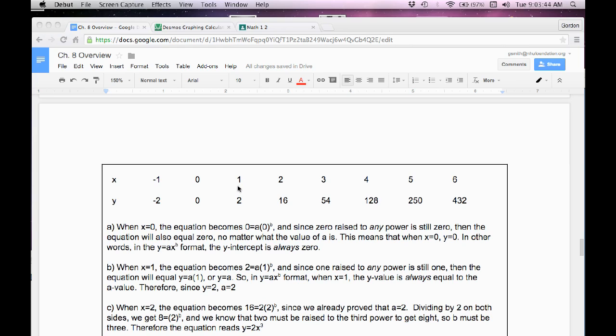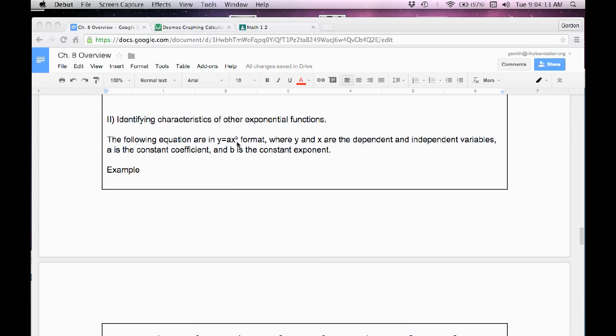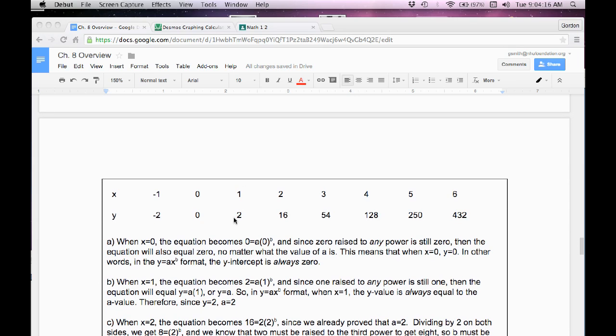So simple thing, when x equals 1, no exponent can change the 1 from being a 1. So you can look here too. A has to be the thing that makes this equal to 2, because all this business over here would be 1. So if a times 1 equals 2, then a has to be 2. So in this format, which is, just to revisit, y equals ax to the b, whenever x is 1, a will be equal to what the y is.